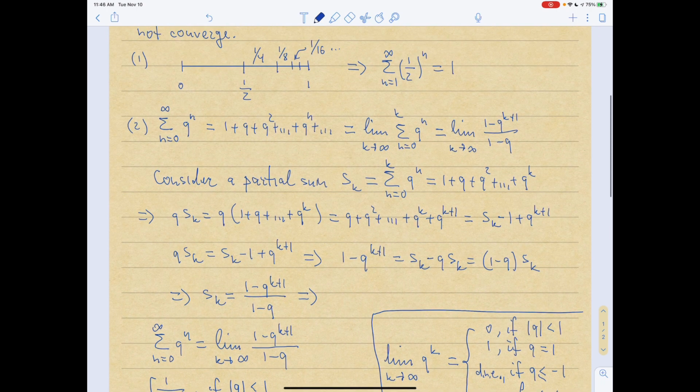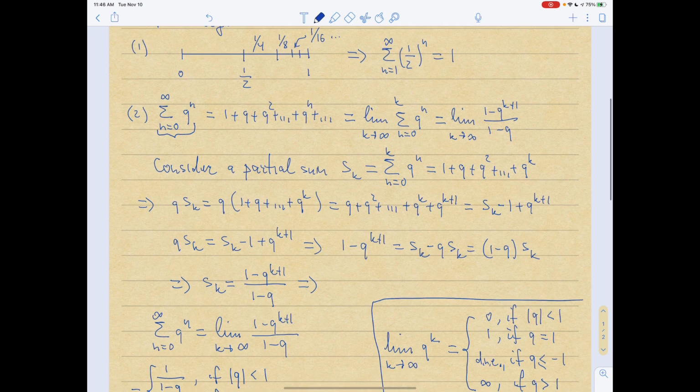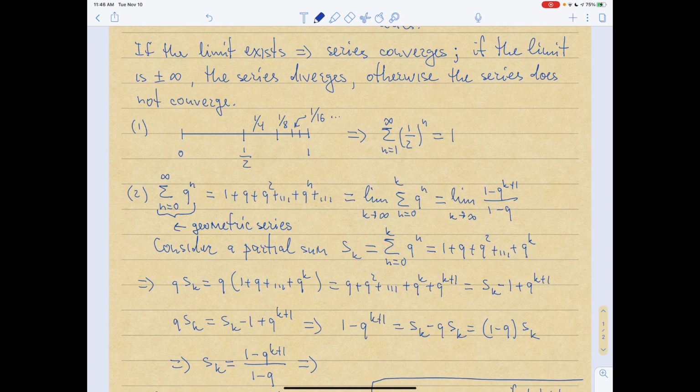Now, just a piece of terminology, which again you might remember from Calc 2. This is called the geometric series. q is the multiplier of a geometric series.